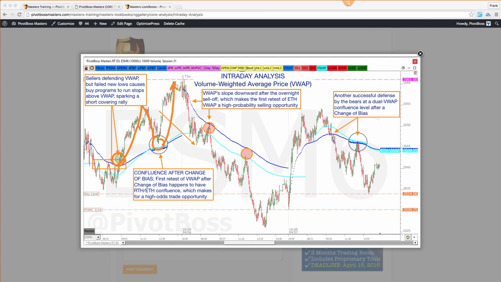Here's a change in bias where prices were being bid, and then it couldn't go. Once the sell-off change of bias occurred, the first retest at the confluence zone of RTH and ETH VWAP is defended. High opportunity trade right there.